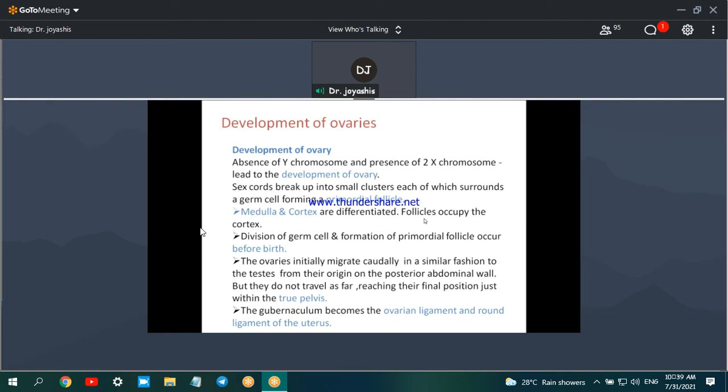Cords break up into small clusters, each of which surrounds a germ cell, forming a primordial follicle. Medulla and cortex are differentiated, with follicles in the ovarian cortex. Division of germ cells and formation of primordial follicles occur before birth. The ovaries initially migrate in a similar fashion to the testes from their origin on the posterior abdominal wall, but they do not travel as far as the testes, reaching their final position just within the pelvis. The gubernaculum becomes the ovarian ligament and round ligament of the uterus. This is the development of ovaries.